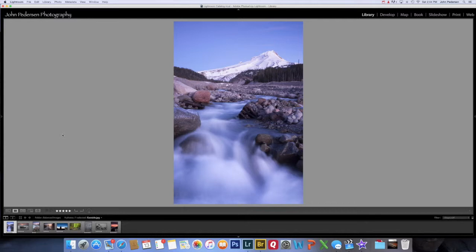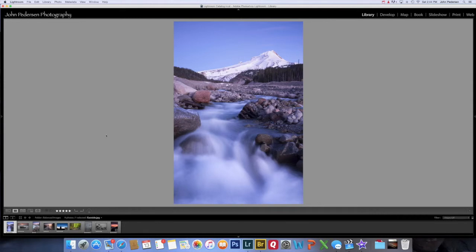The first one up is this image that I shot on the east side of Mount Hood along the White River. This was shot last spring during a very low snow year. So unfortunately, all these rocks are bare, not covered in snow like they normally are. This to me is a great example to demonstrate and explain the concept of balance in an image.